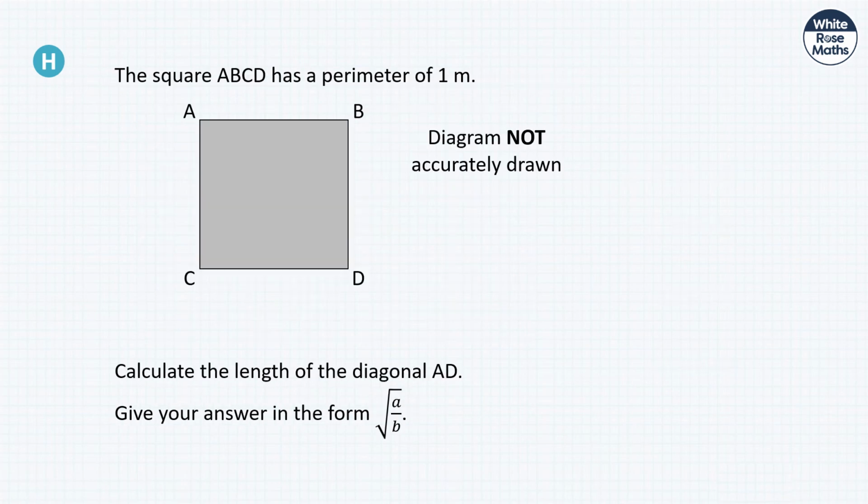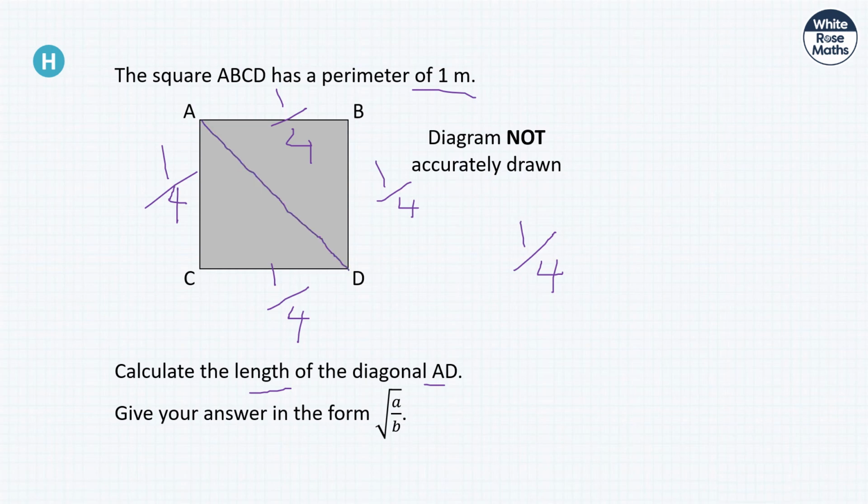Okay, the square ABCD has a perimeter of 1 meter. Calculate the length of diagonal AD. So it has a perimeter of 1 meter. So if I do 1 divided by 4, that will give me the side length here. So that'll be 1/4 there, 1/4 there, 1/4 there, and 1/4 there. So to work out the length AD, I'm going to use Pythagoras' theorem. Got my right angle triangle here. It will be a quarter squared plus a quarter squared, square rooted.